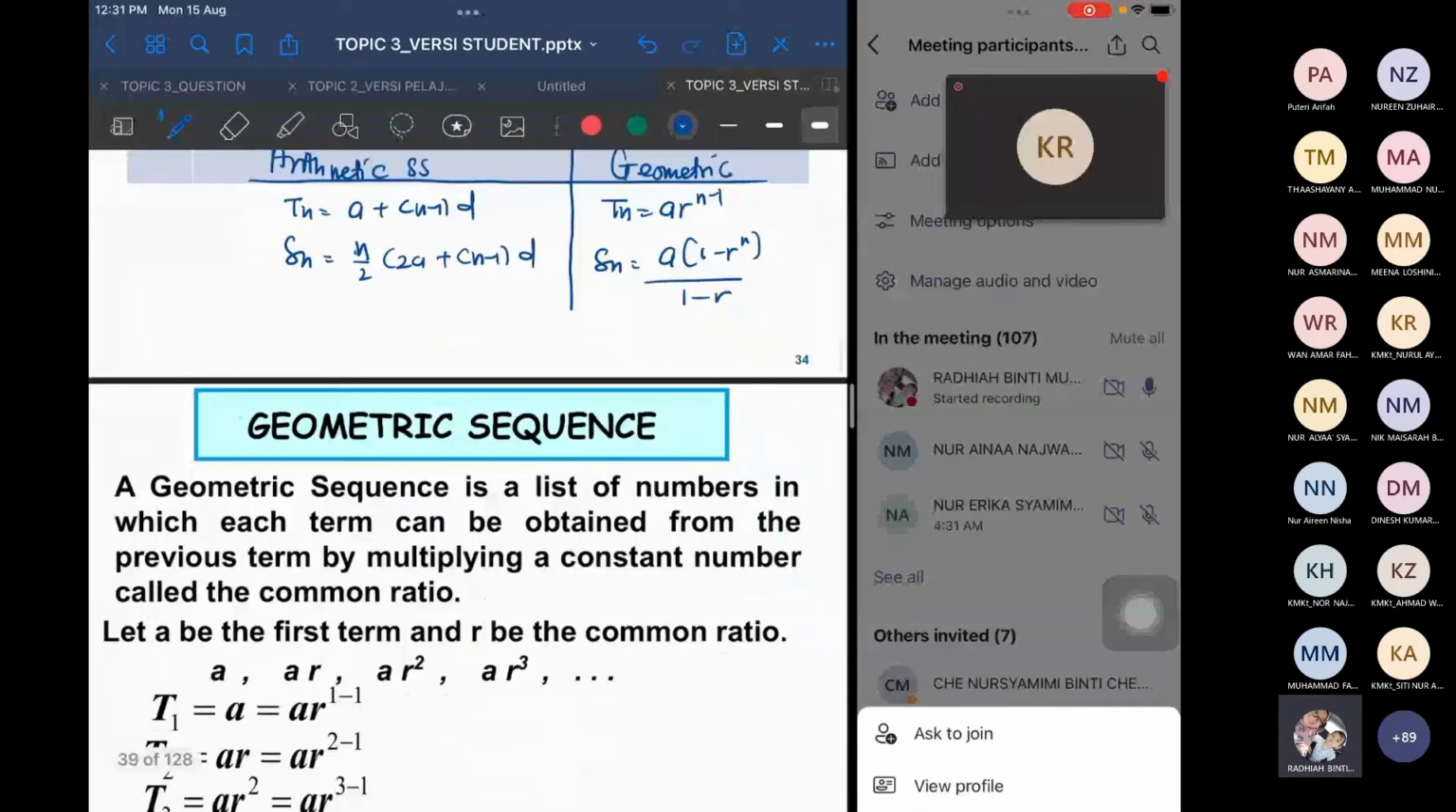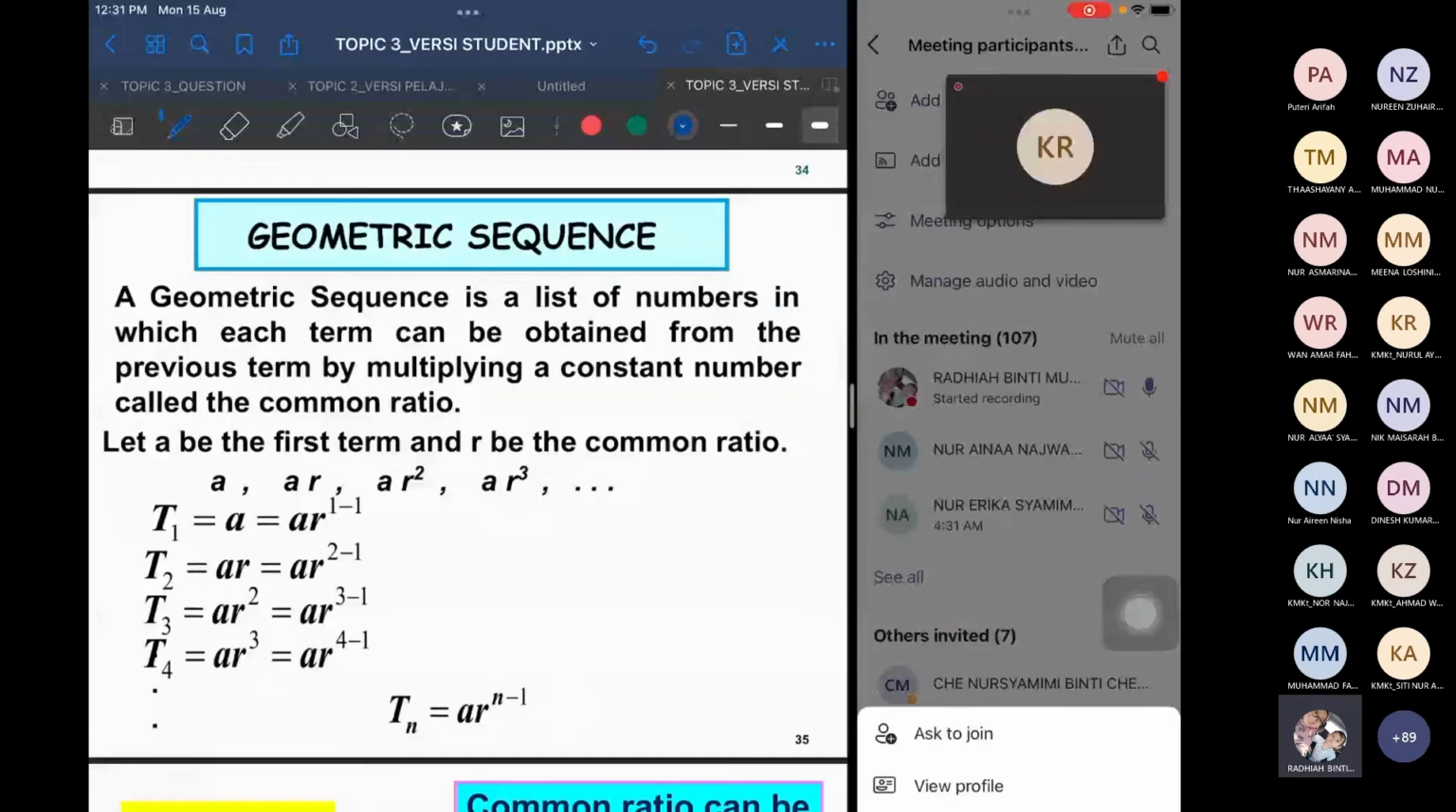Okay, so kita pergi kepada definition of geometric sequence. Dia kata a geometric sequence is a list of numbers in which each term can be obtained from the previous term by multiplying a constant number. Okay, a constant number called the common ratio. Okay, so dia kata kita boleh dapatkan tu daripada common ratio ni lah.